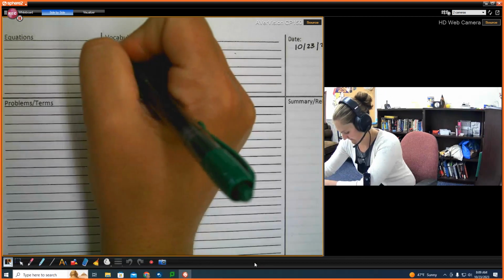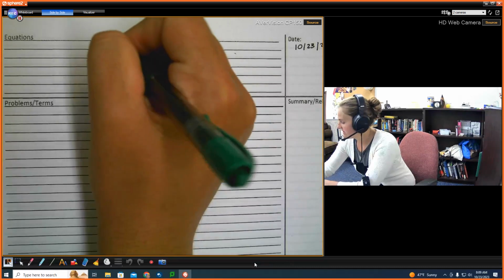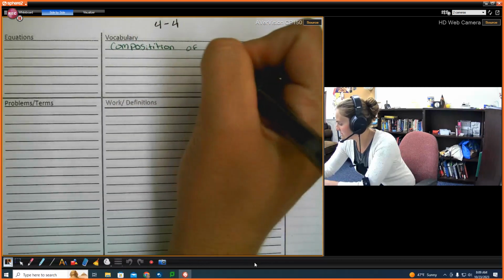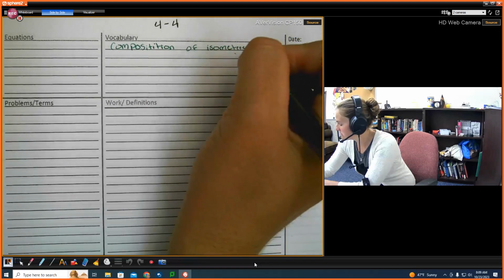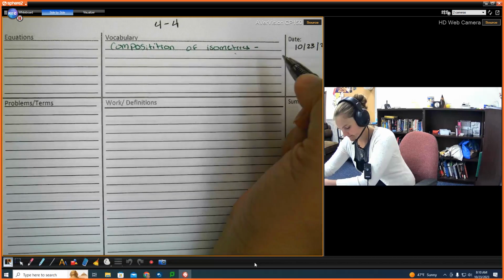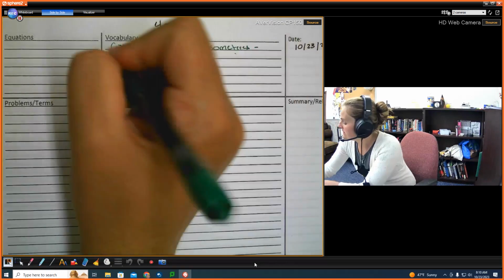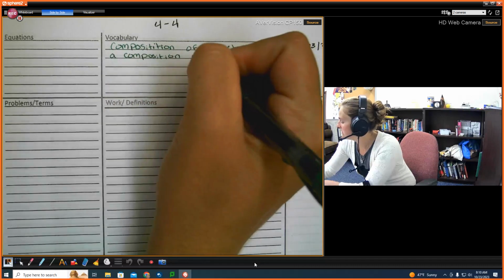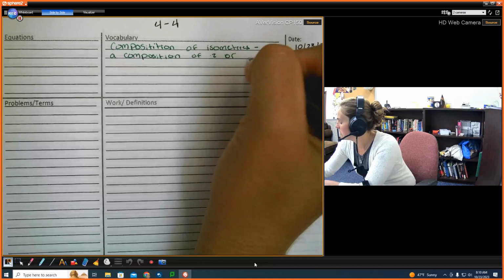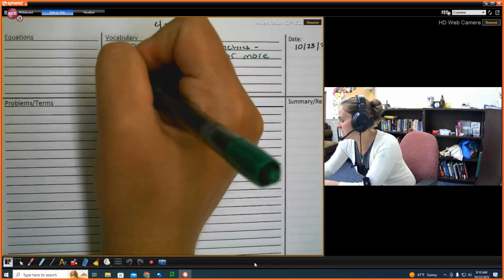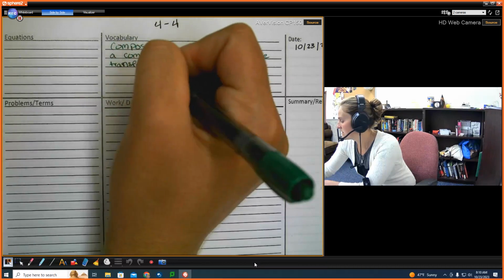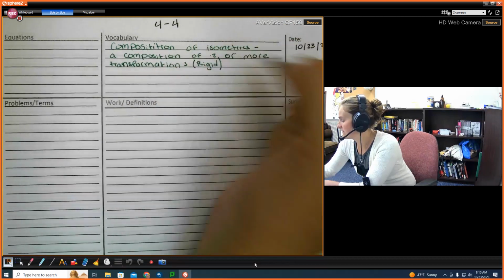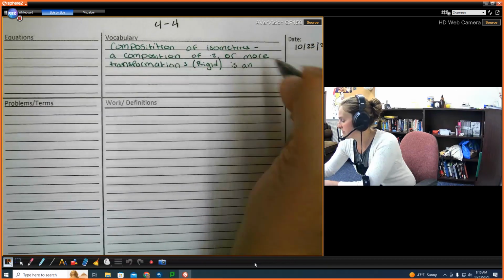So, composition of isometries. So a composition of two or more transformations, I'm just going to put transformations so we know what it means, and then I'm going to put rigid in parentheses, is an isometry.